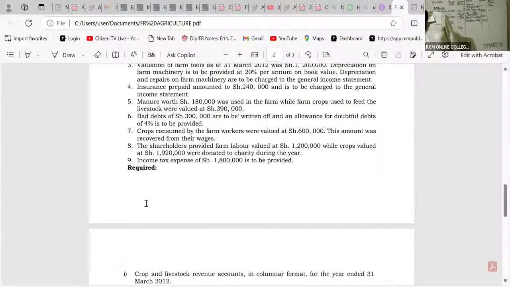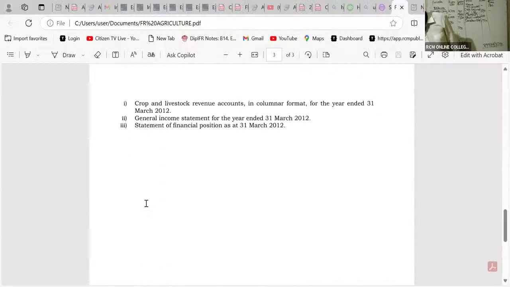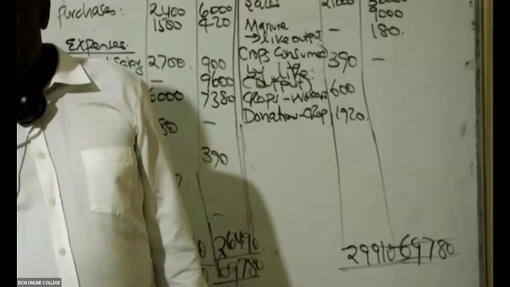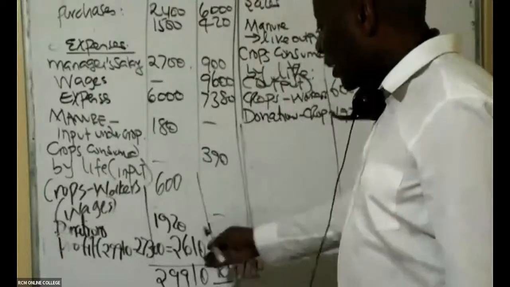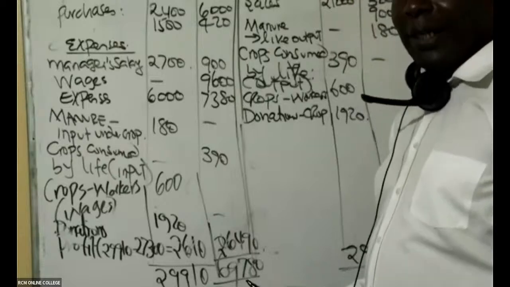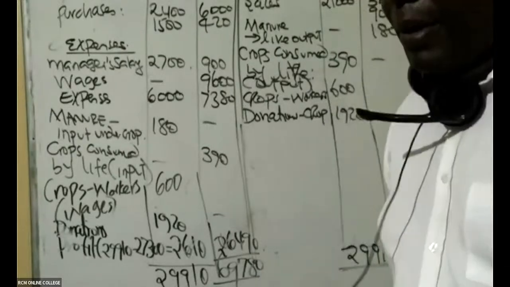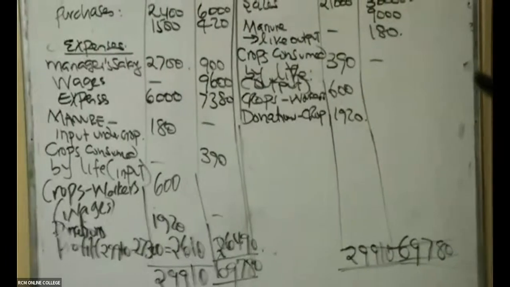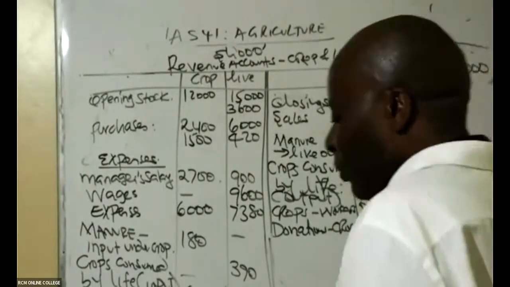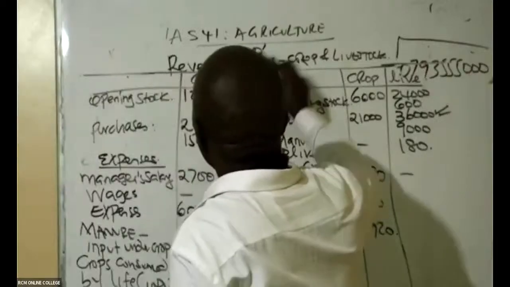So part 2 of this question. Now they want us, ladies and gentlemen, to give them the general income statement for the year ended 31st March 2012. Please mark these 2 figures, they are very, very important. These are the revenues coming from each biological asset. Now I'm doing the income statement.